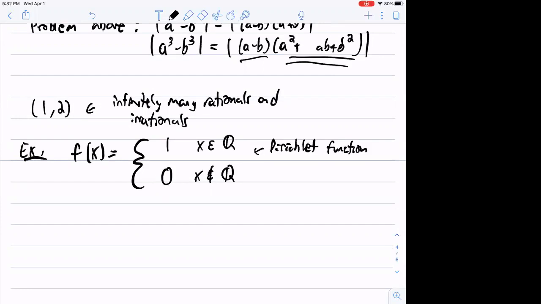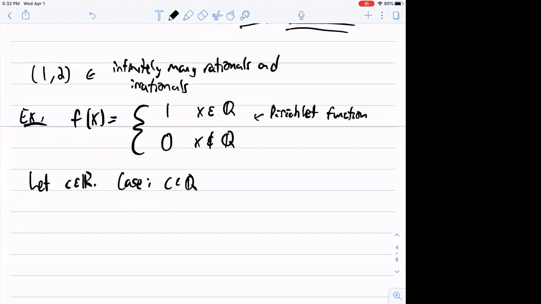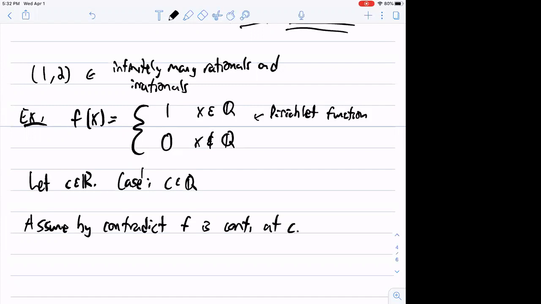So one way to see this is let c be in R, right? And let's just consider the case where c is either rational or irrational, right? So let's say c is rational first. So we're gonna do this by contradiction. Case 1. So let me assume by contradiction, f is continuous at c. So if it's continuous, let's write out what it means, right? It's always good to write out.